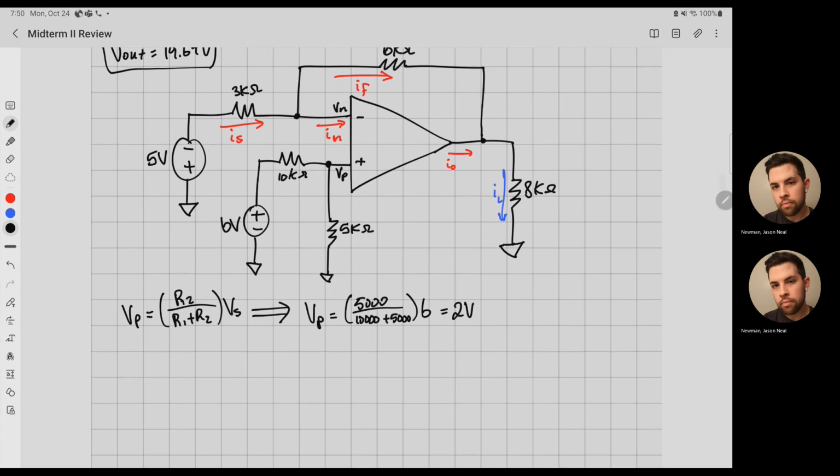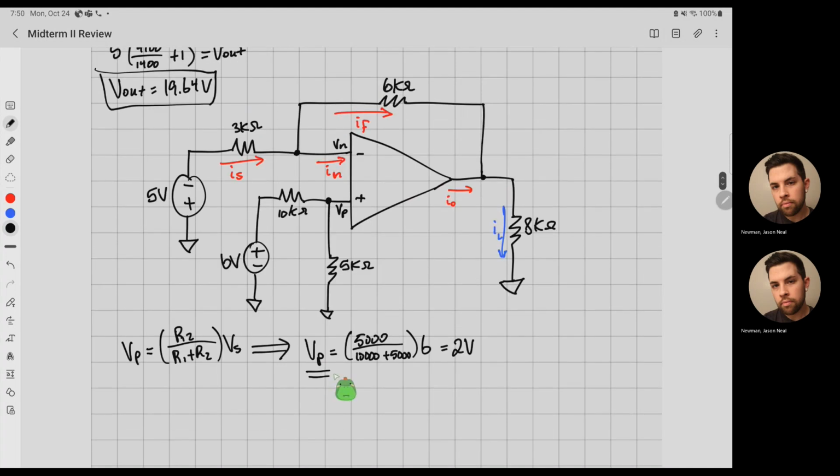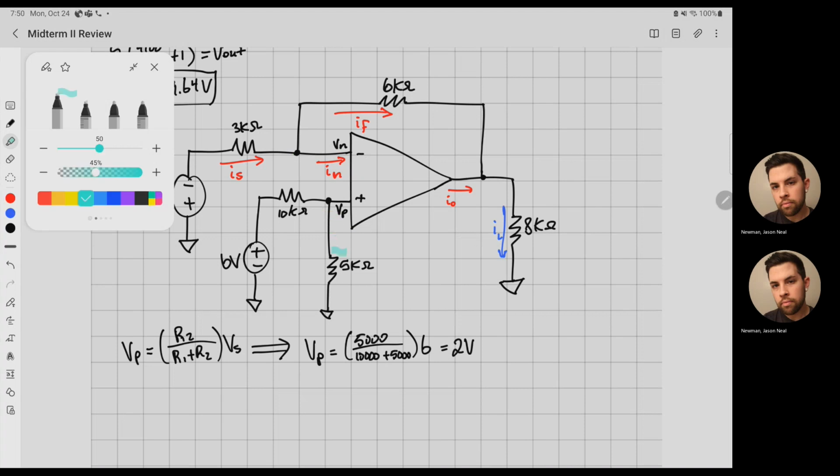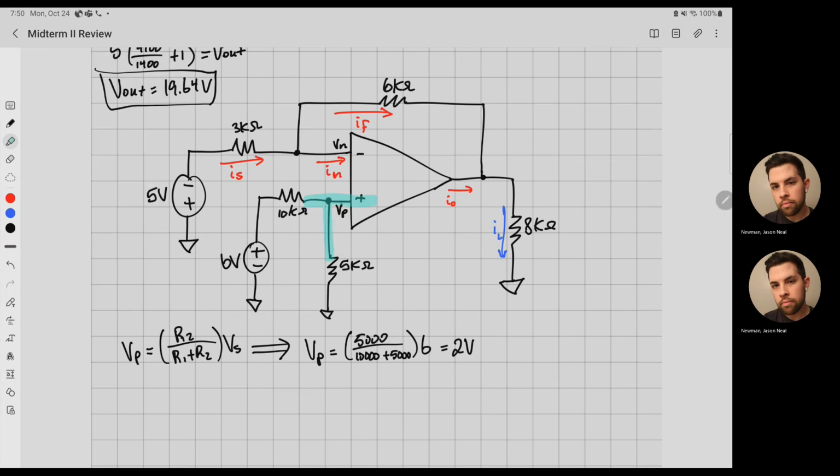Okay, and so now we just found out what VP is. Now that we know what VP is, and this is an ideal op amp, because again, we have a negative feedback right here. Because we have this negative feedback, that's how we know it's an ideal op amp. So since we just solved for VP, we now know that the voltage is also 2 volts right here along VN. So let me just draw that out just so you guys can see it. This whole node right here is interconnected.